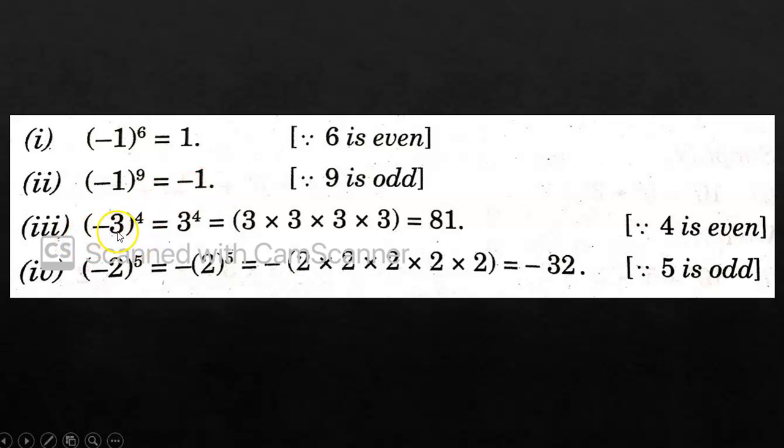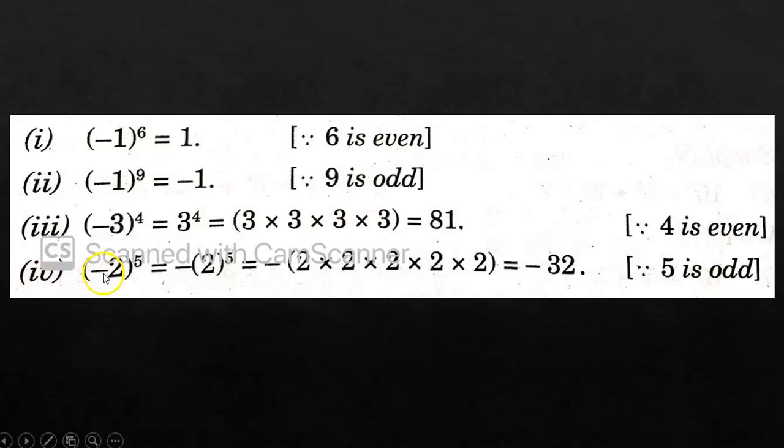Similarly, if I have negative 3, instead of 1, if I have negative 3 raised to 4. Now 4 is even. So what will I be left with? The same number without the negative sign. So 3 raised to 4. And if I am asked to simplify it further, this is how I will simplify it.